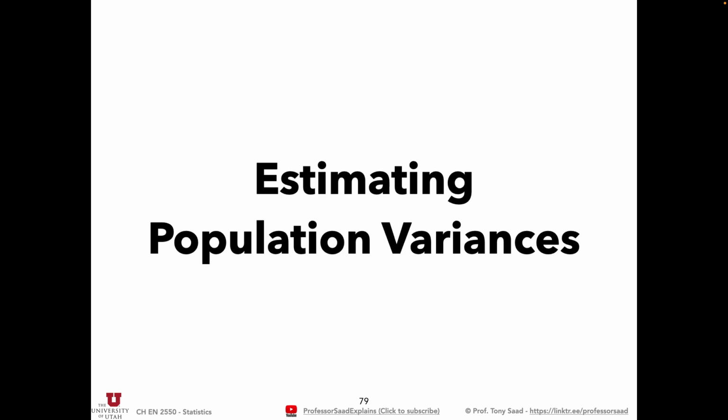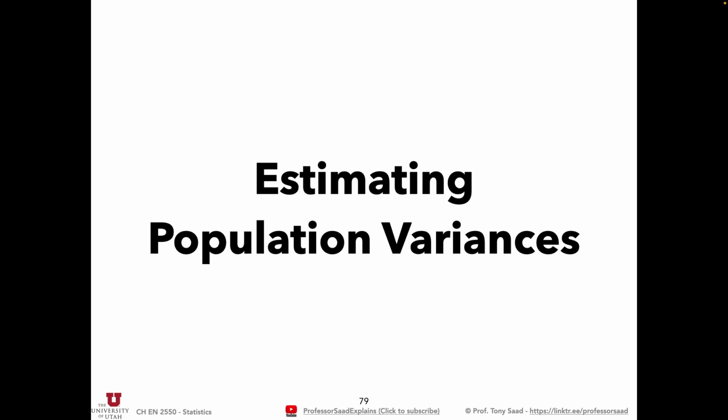Next, we're done with means. Next, we want to do population variance. The next discussion we'll have is about population variances. So the same way we did confidence intervals on population means, we will do them for population variances. Standard deviation is derived from the population variance. We just take the square root.